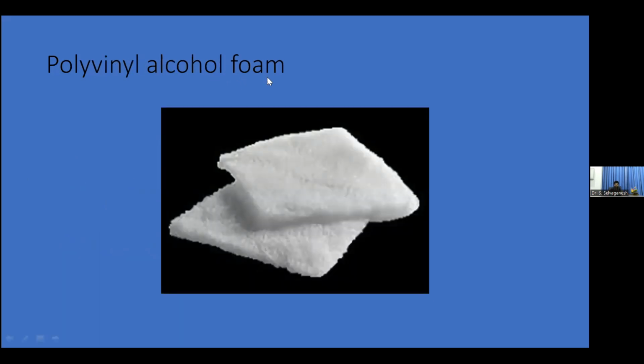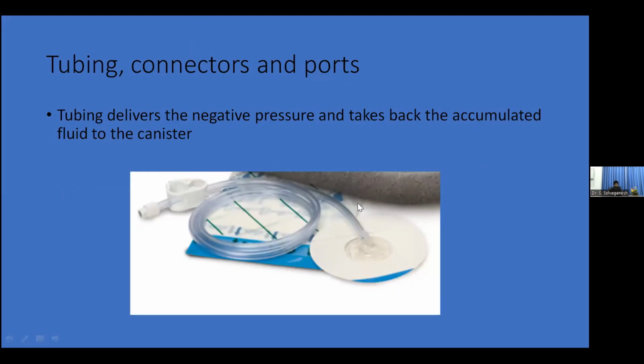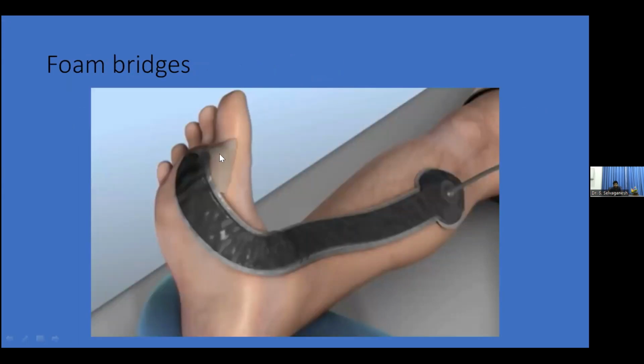This is polyvinyl alcohol foam, where you can pack the cavities. It is very pliable, but very expensive. Then tubing and connectors to the ports. The tubing delivers the negative pressure from the machine to the foam, and if there are any collections or exudates, they come through the tubing and go into the canister. There are several types of foam designs, where the ulcer is here and the machine is connected with this, and even the patient can wear his clothes and footwear and is comfortable.